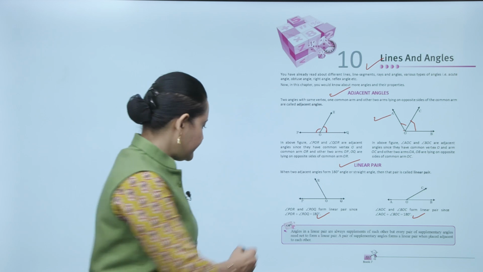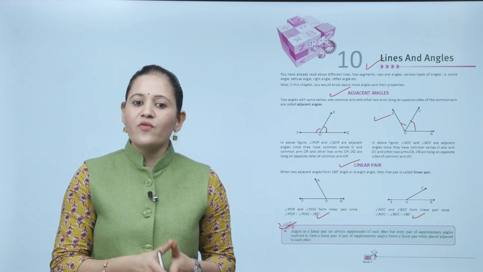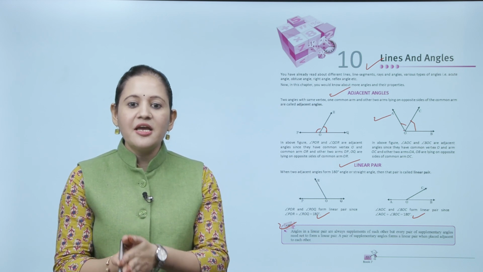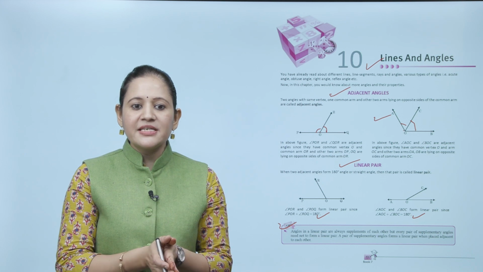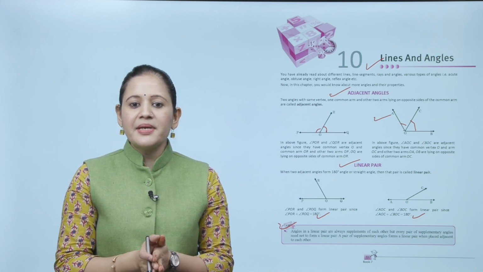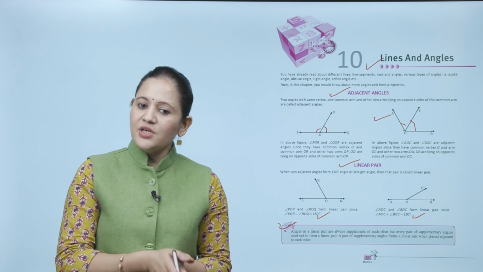Next, tips. Angles in a linear pair are always supplementary to each other, meaning their sum will be 180 degrees, but every pair of supplementary angles need not be a linear pair. A pair of supplementary angles forms a linear pair when placed adjacent to each other. Clear?